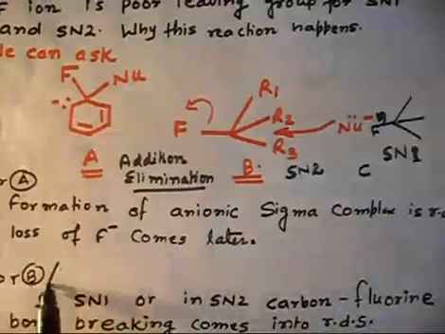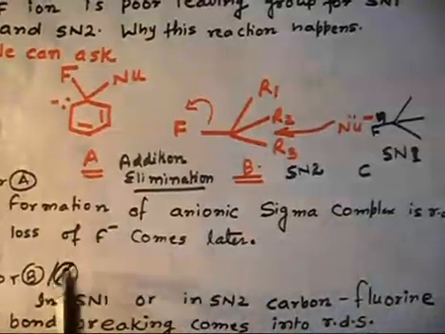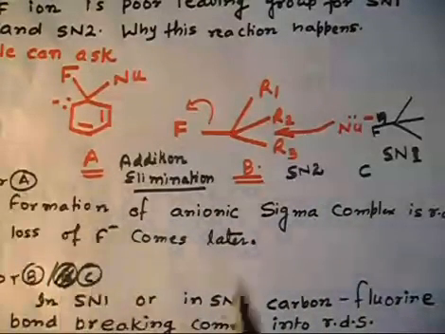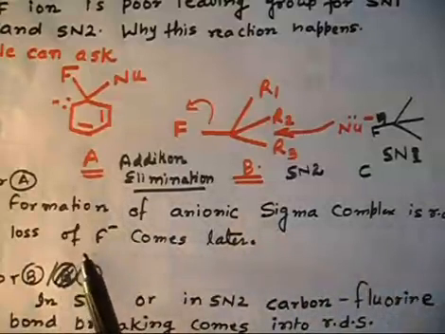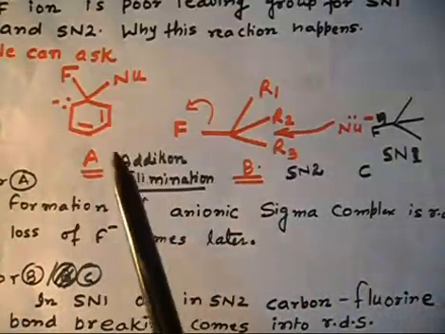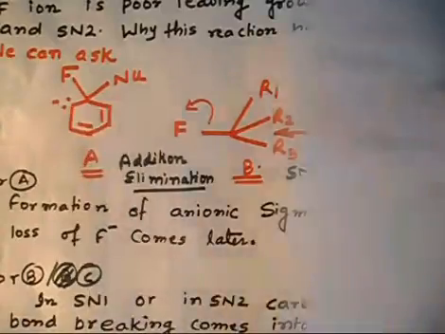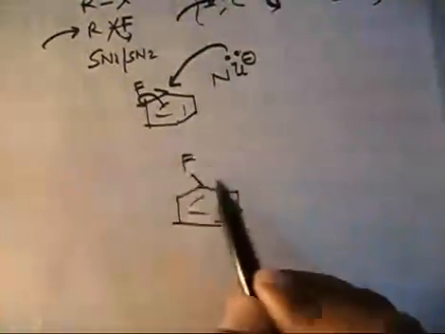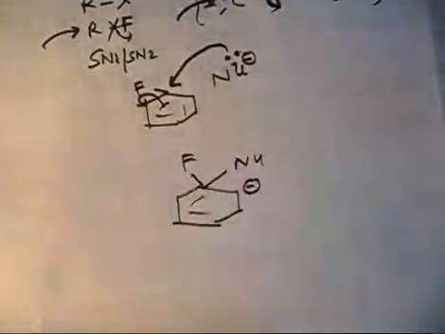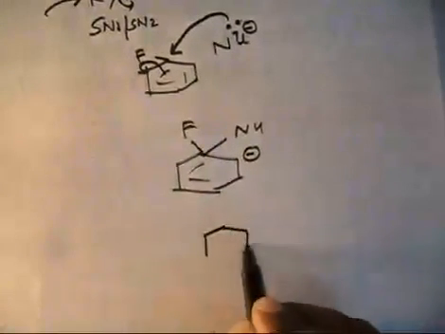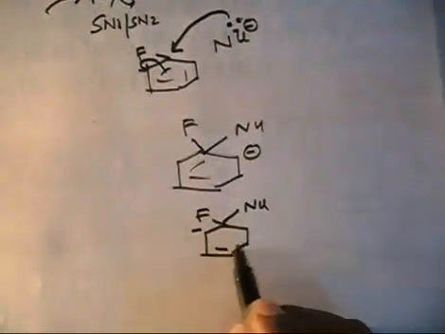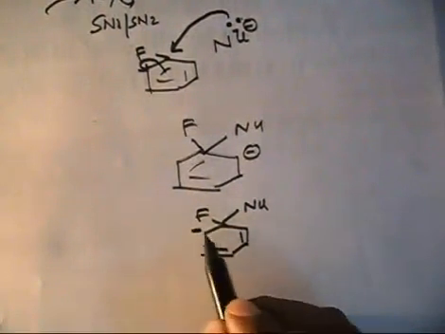So this is for case A, and this is for B and C. First write, for A, what we have: formation of anionic sigma complex is the RDS. Loss of F minus comes later. You see what will happen. So you have fluorine here and the nucleophile here, and here you have a minus charge, or you can have what I have written earlier. If you have confusion, you can take the same thing. You have a minus here. Are you getting? And now what happens in the next step?